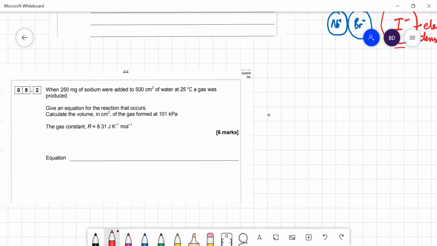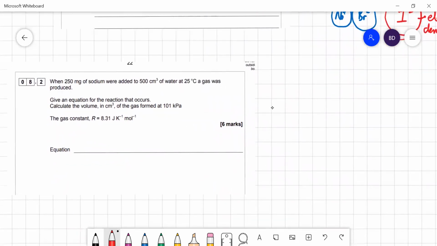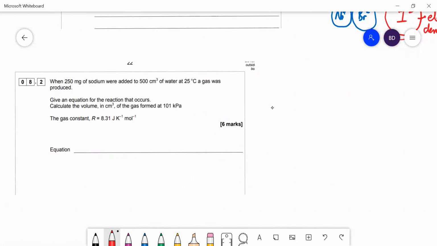Right, now this is just an ideal gas calculation. So you need the equation when sodium is added to water, which is like a GCSE question really: sodium plus H2O gives you sodium hydroxide and a half H2 gas. The important thing there is that 1 mole of sodium is going to give us half a mole of H2 gas.